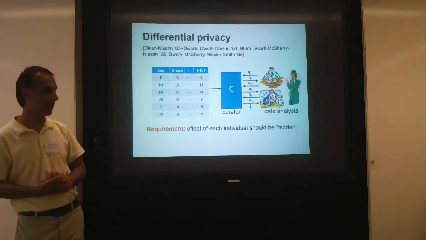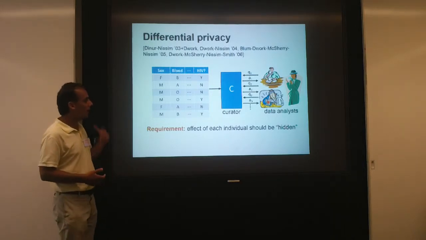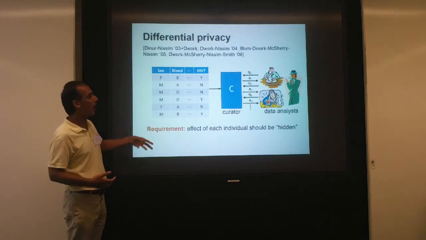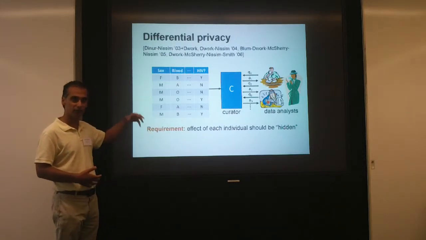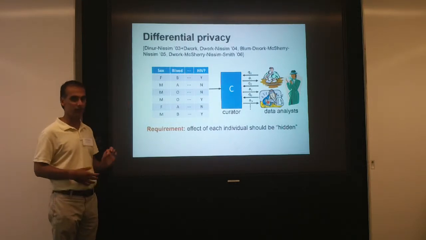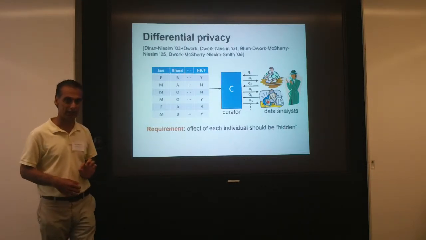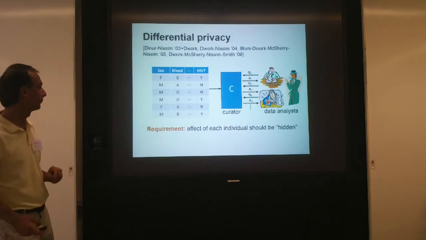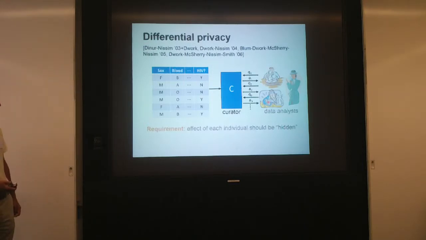Okay, that you should somehow be able to pull out. We may allow you to pull out population level information about the data set as a whole, but the individual level information should be hidden. That's what we want to try to capture. All right, so how does this get more precise?